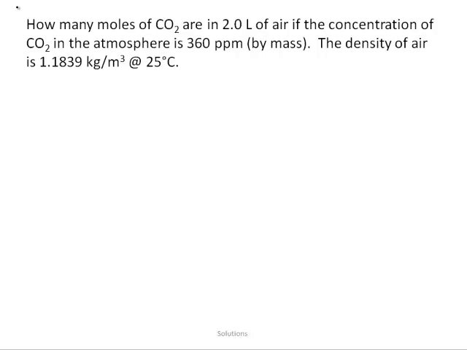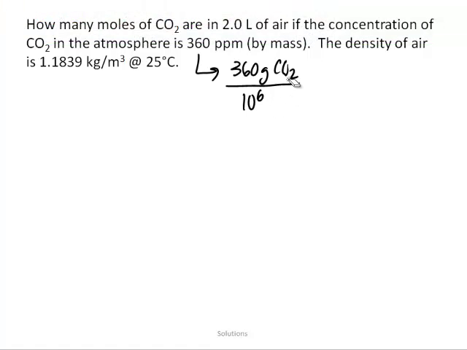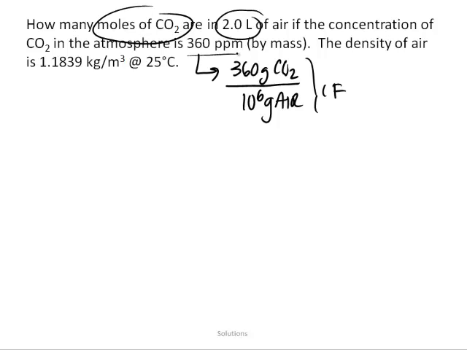Okay, so again, 360 parts per million, that can be equal to 360 grams of CO2 divided by 10 to the 6th grams of our air. Using that concentration term as a conversion factor. Okay, so what are we going to do? We're going to convert 2.0 liters of air into moles of CO2 using parts per million as a conversion factor.